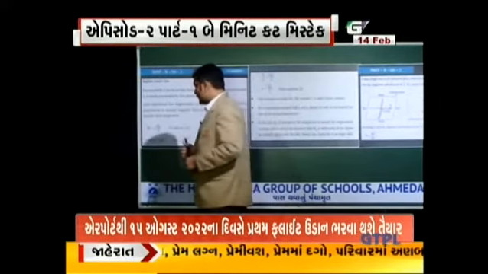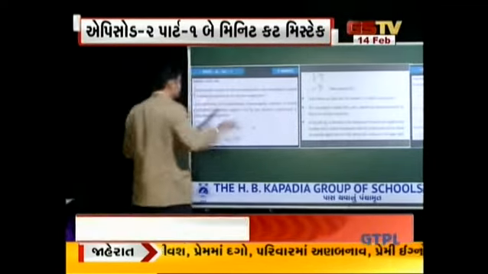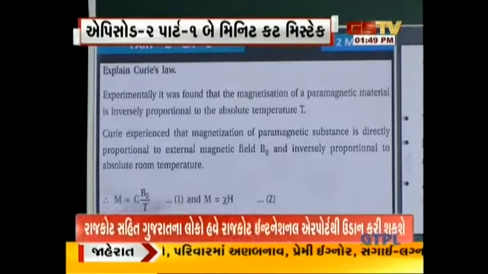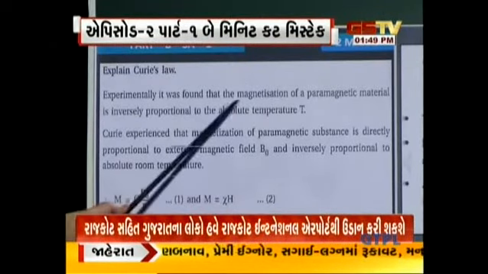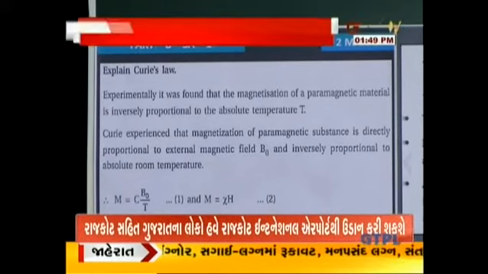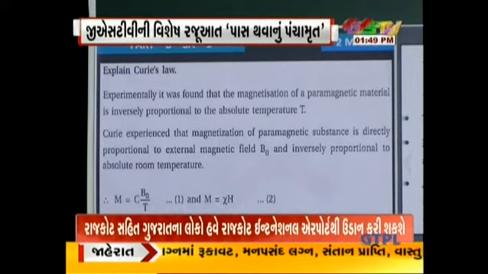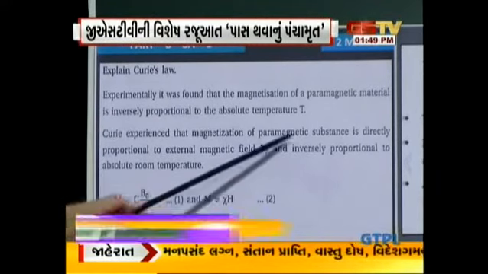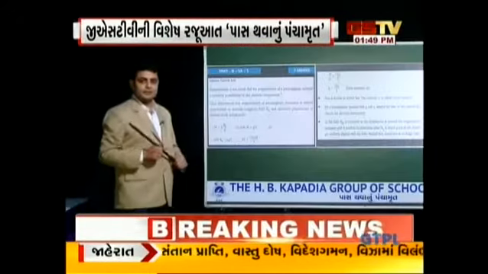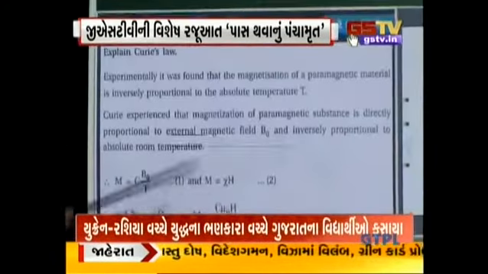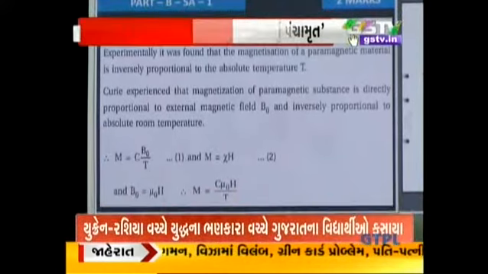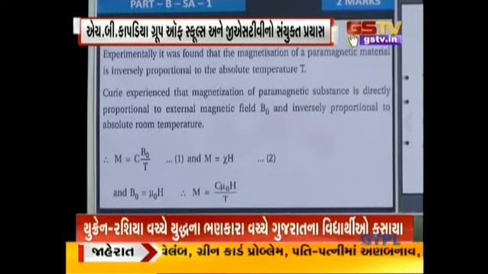So Curie also did that. Experimentally it was already established that for a paramagnetic material, magnetization is inversely proportional to temperature. Curie found out that the magnetization is also proportional to magnetic field. So magnetization of a material is directly proportional to magnetic field and inversely proportional to temperature. This was found by Curie.